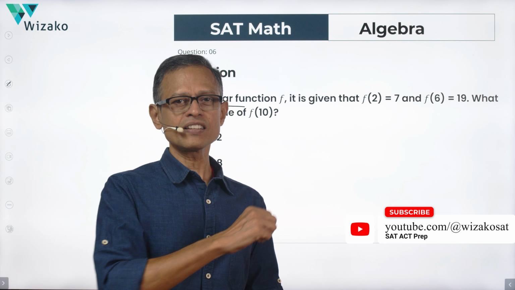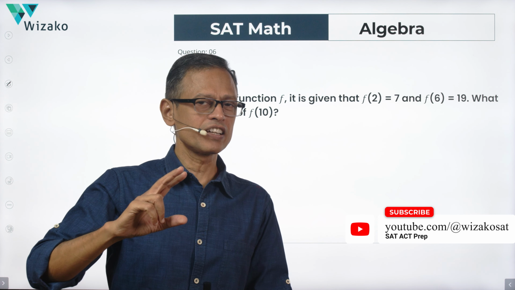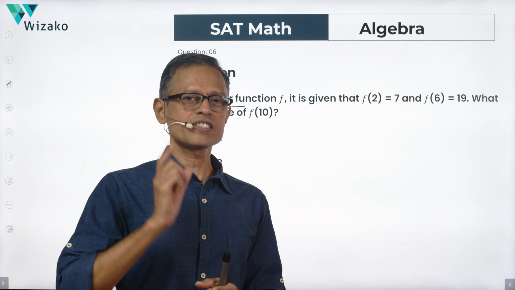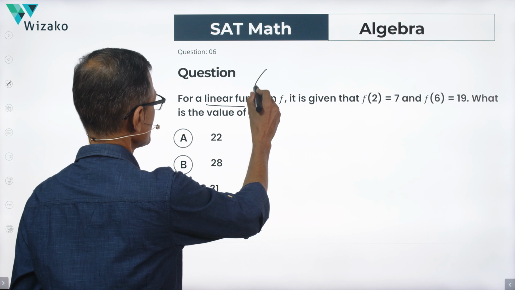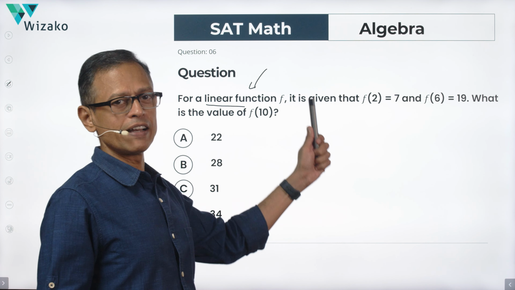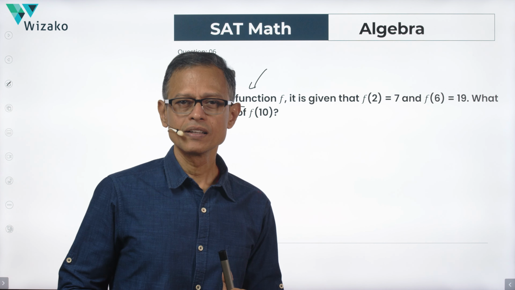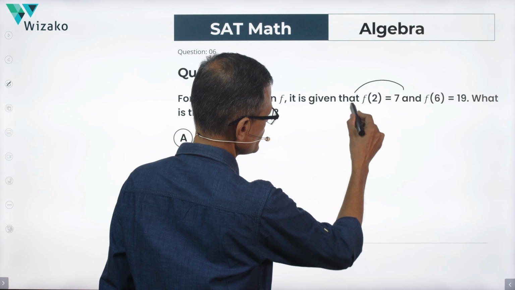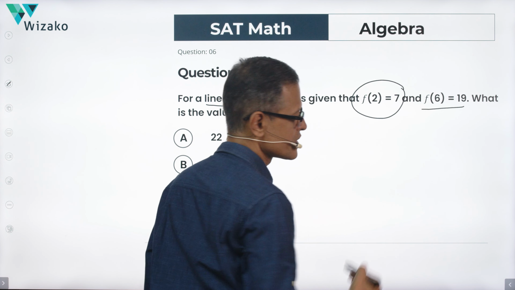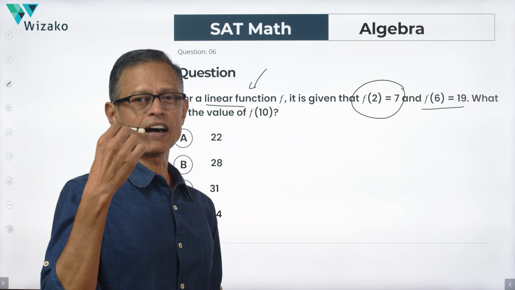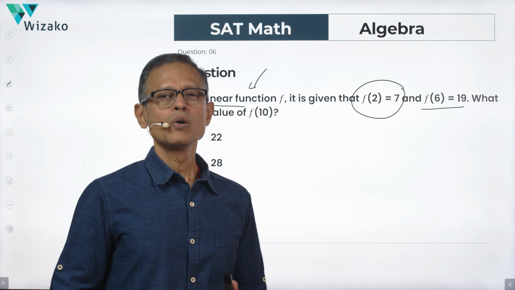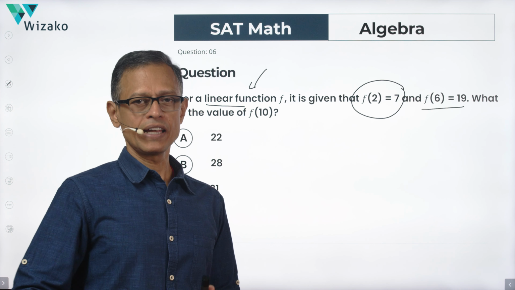Let's take a look at this question. This question is a linear function question. Arriving at the answer entails two steps. The first step is to determine the linear function, and the second step is evaluating it for f of 10. It says that for a linear function f, it is given that f of 2 is equal to 7 and f of 6 equals 19. So we have values when x is equal to 2 and x is equal to 6. What we need to find out is the value of f of 10.